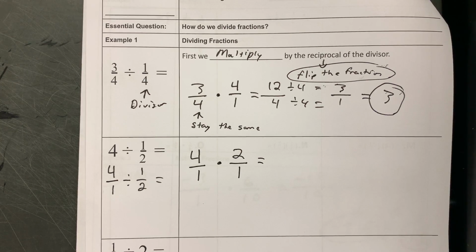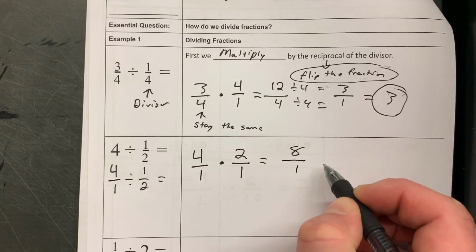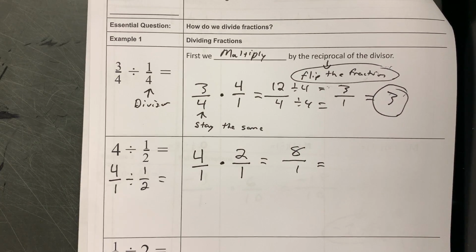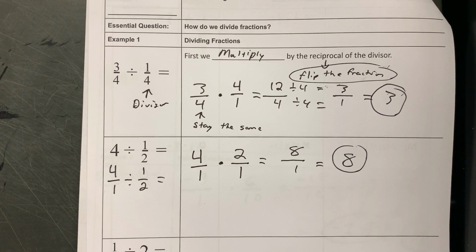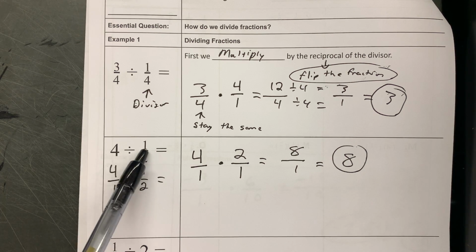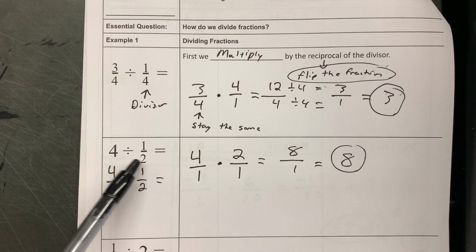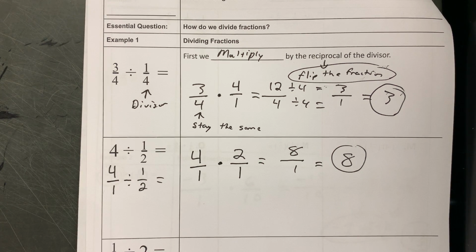This is pretty straightforward. 4 times 2 is 8. 1 times 1 is 1. I know that this is the same number as 8. And you're kind of wondering, hey, Mr. Anderson, how do I get 8 when I had 4 to start with? I know that there are 8 halves that go into 4. 4 can be split into 2 different parts, or each one can be split into half. There are 8 halves in 4.